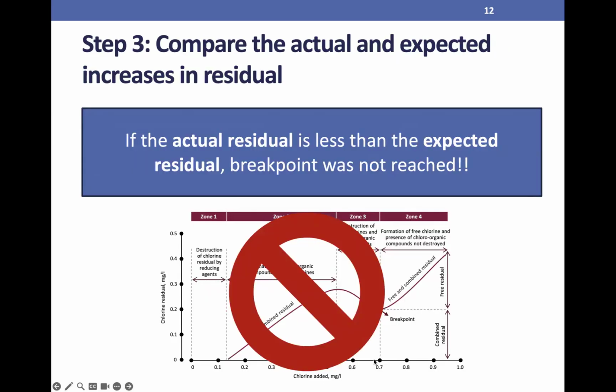The final step in determining if you have reached breakpoint chlorination is to compare the actual and expected increases in residual. If the actual residual is less than the expected residual, breakpoint chlorination was not reached. If the actual residual is greater than or equal to the expected residual, breakpoint was reached.